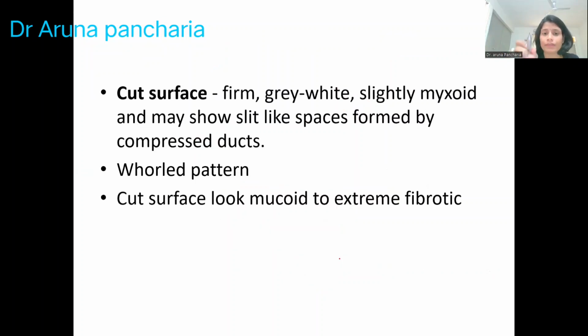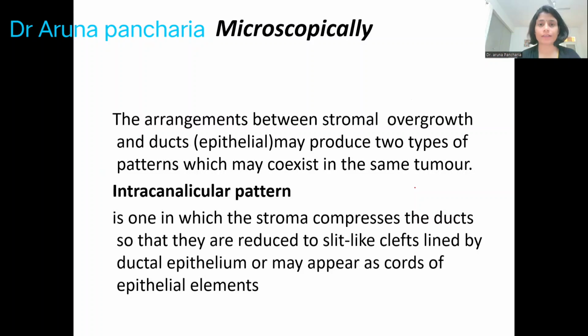Now, the cut surface. After cutting, we can see a firm gray white area. Sometimes we can see slit-like spaces. They are formed because of the compressed duct. And a whorl pattern can be seen when there is some degeneration, like mucoid degeneration, which we can appreciate. Sometimes it is more fibrotic, and even calcification we can see in the cut surface.